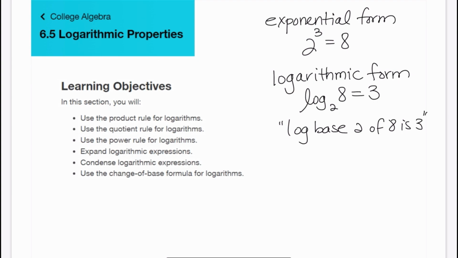In this video, what we're going to do is use the product rule, the quotient rule, the power rule. We're going to expand and condense logarithmic expressions, and at the end, we'll use the change of base formula so that we can go ahead and simplify these.